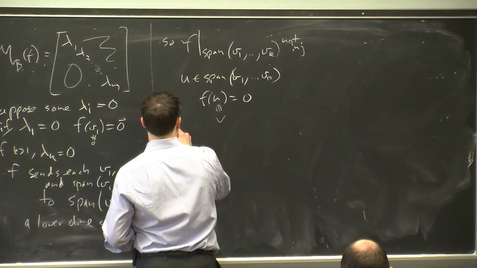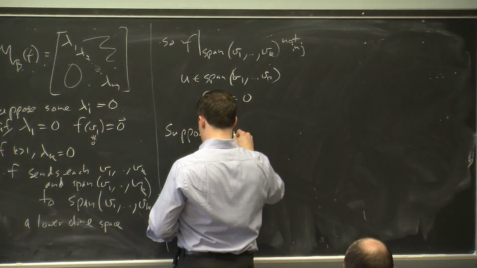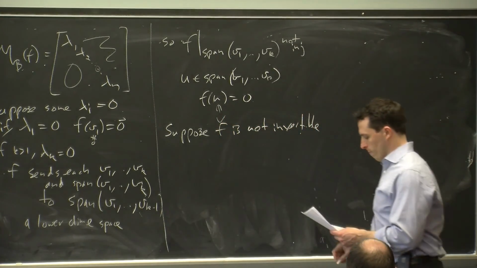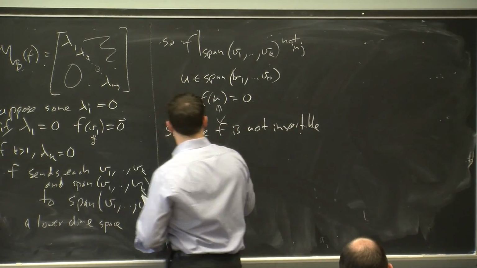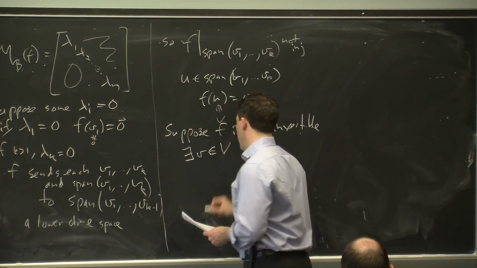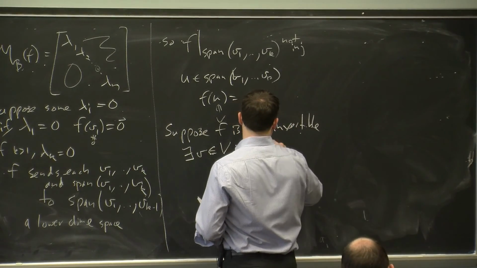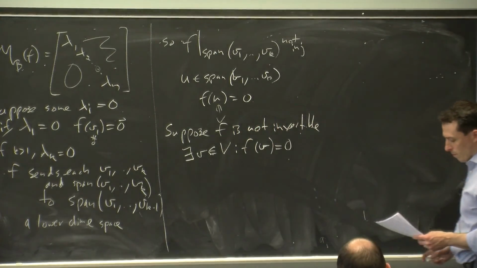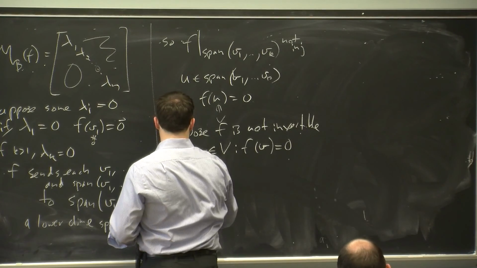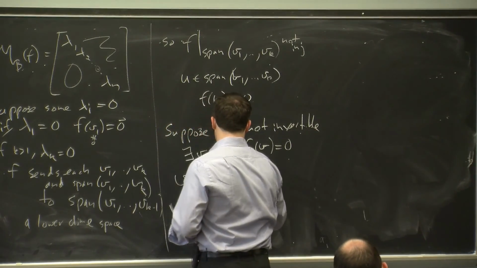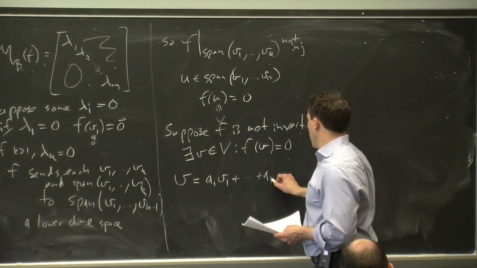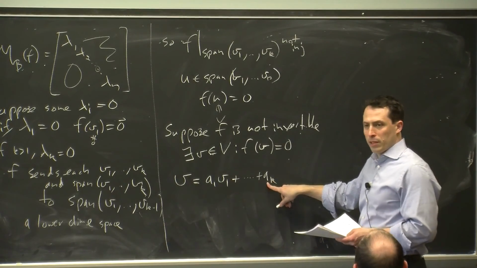On the other hand, suppose f is not invertible. Well, that means that it's not injective. That means that its null space is not the 0 vector. That means there exists a v in V which f sends to 0. Since v1 up to vn were a basis for V, I can write this vector v as a linear combination of the basis elements, and I'm going to leave off all the basis elements above the last coefficient, which is non-zero.